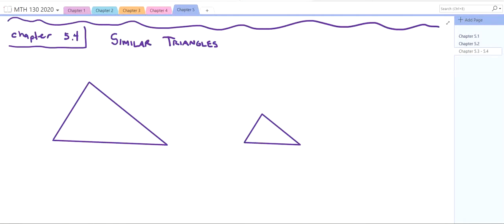Chapter 5.4 talks about similar triangles, and we already discussed similar triangles back when we were talking proportions. But suppose these two triangles are similar, and this triangle has these dimensions for the length of its sides.